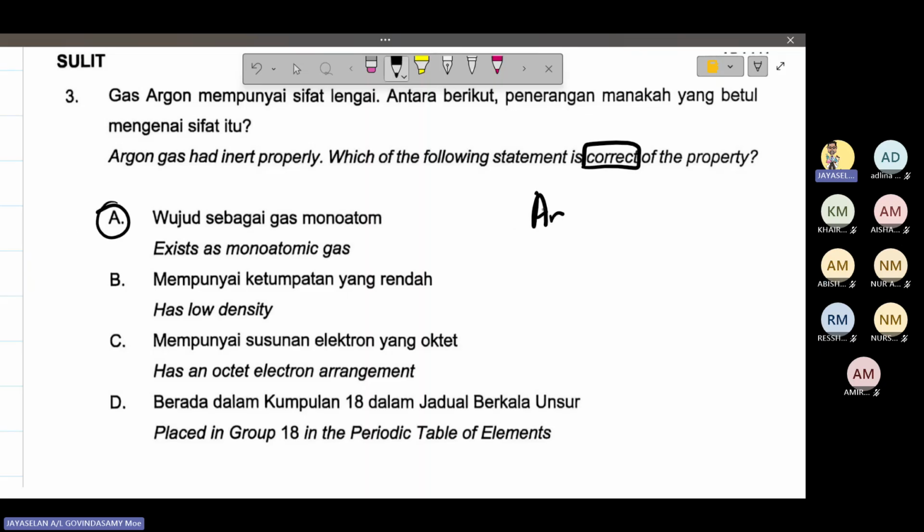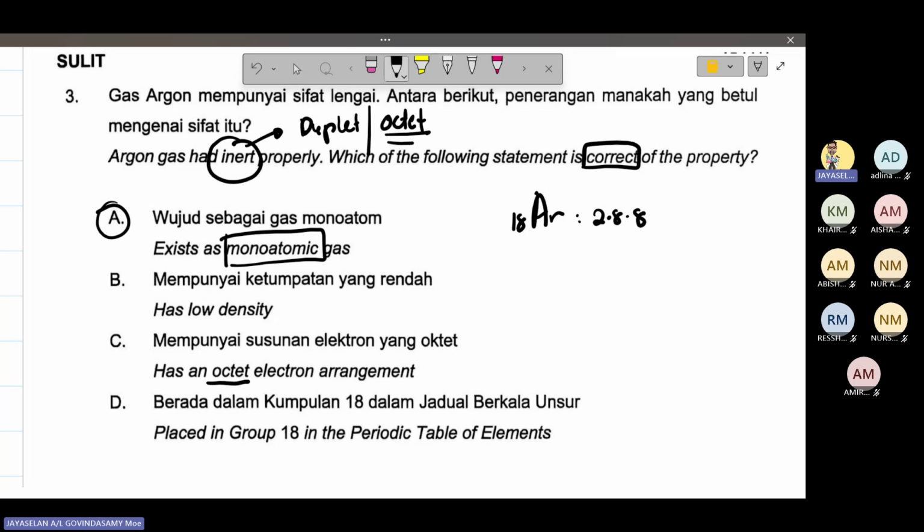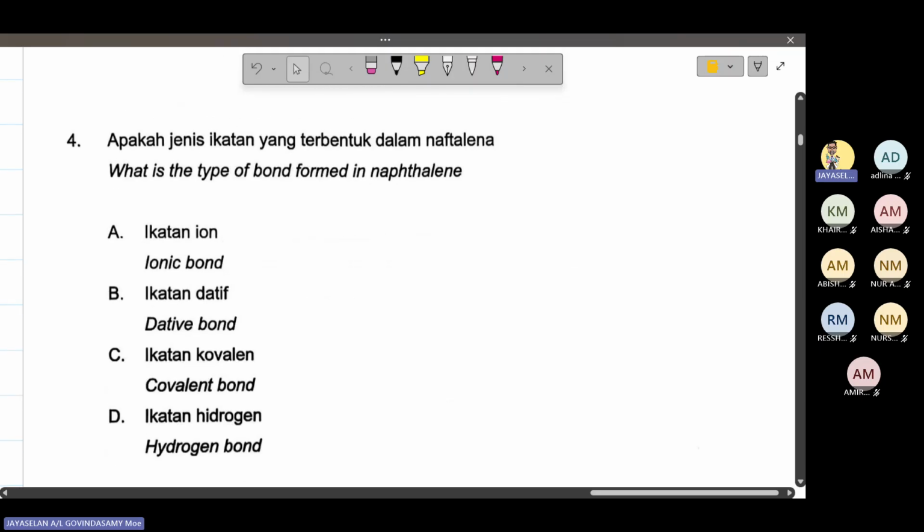Okay, if you check argon 18, so it has 2.8.8. So why argon has inert properties? Because argon has achieved what? All the argon has achieved duplet or octet electron arrangement. Monoatomic gases, all the noble gases exist as monoatomic gases. So the statement is, why they have inert properties? Because argon has achieved what? Octet electron arrangement. So answer C. All right. So we go for next one.